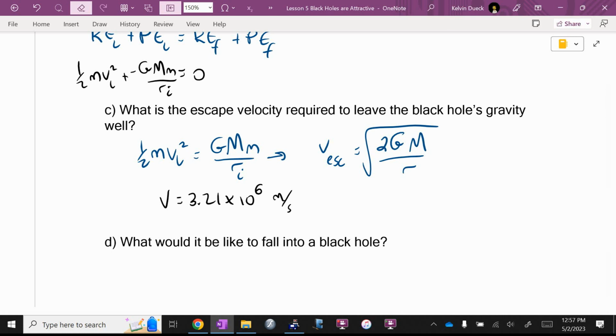How many have seen the movie Interstellar? It came out a few years ago. Near the end, Matthew McConaughey falls into a black hole, and that's where the movie becomes completely unscientific. What would it be like to fall into a black hole? Let's pretend that you've jumped out of your spacecraft feet first, so you're going to be like a pencil, like you're cliff jumping.